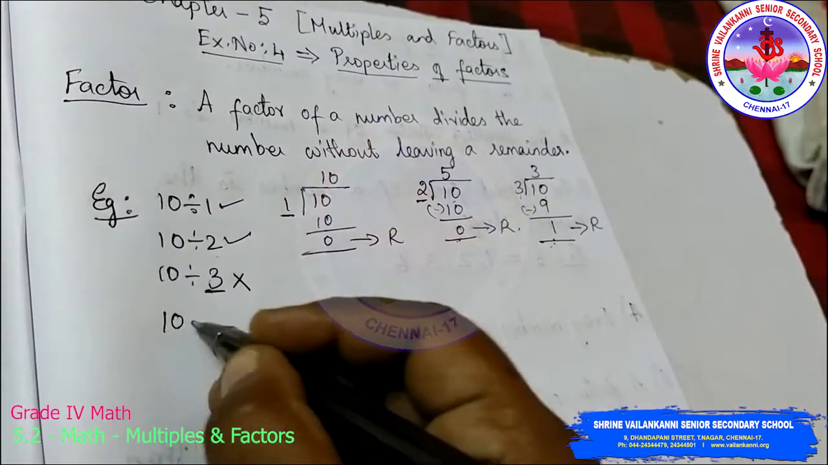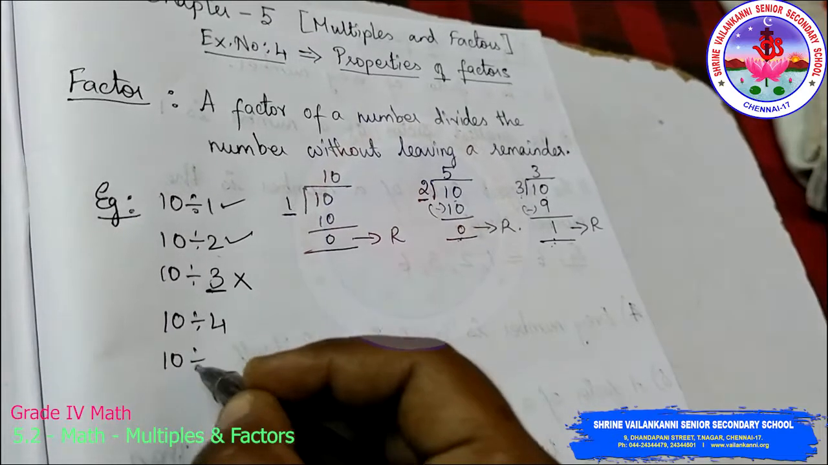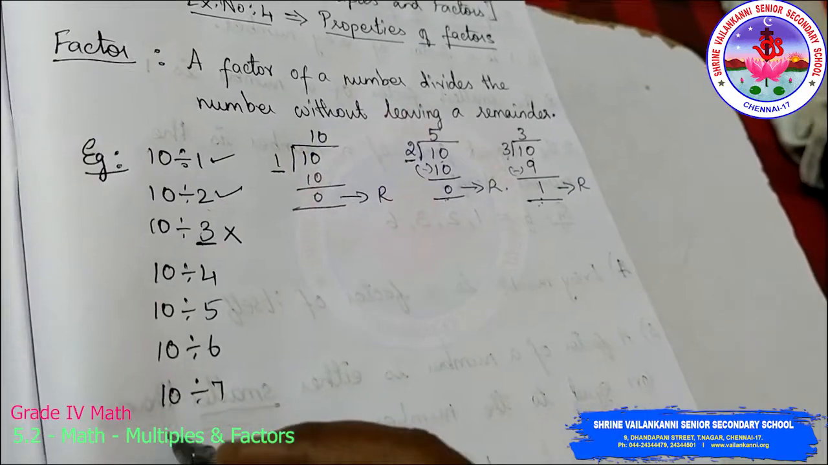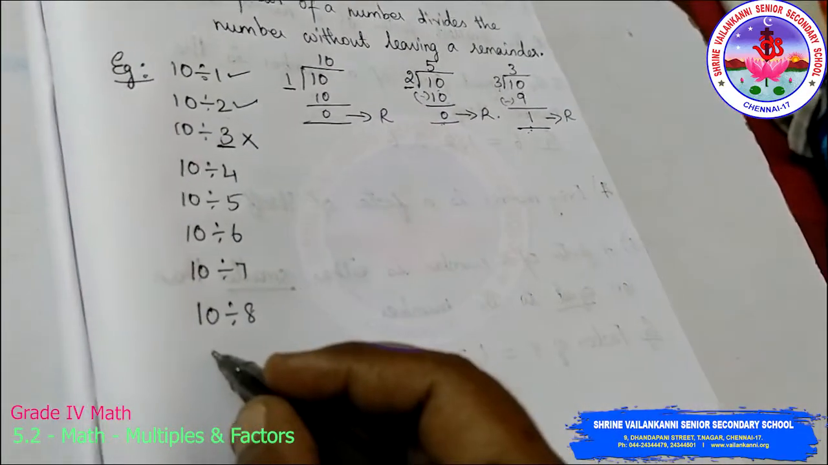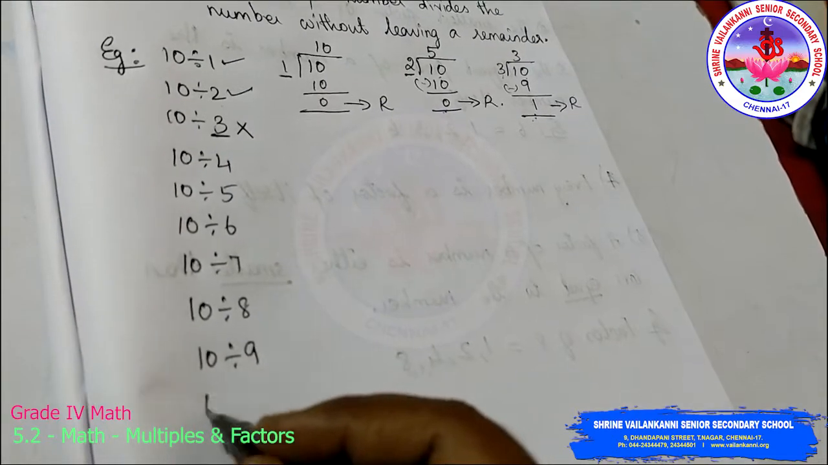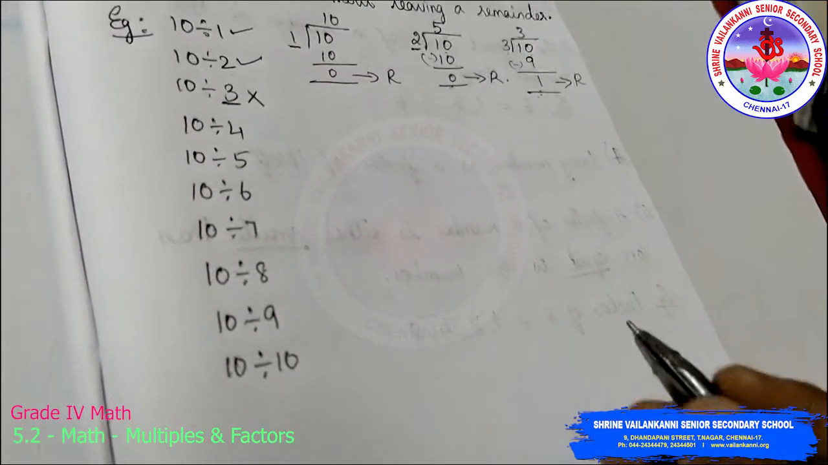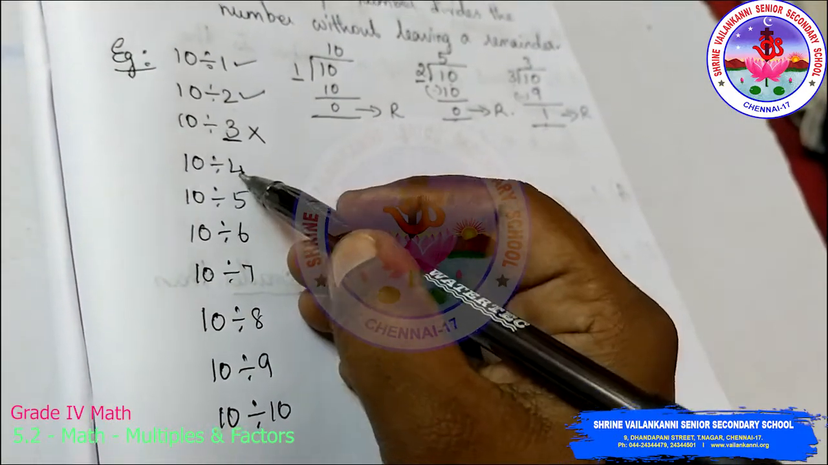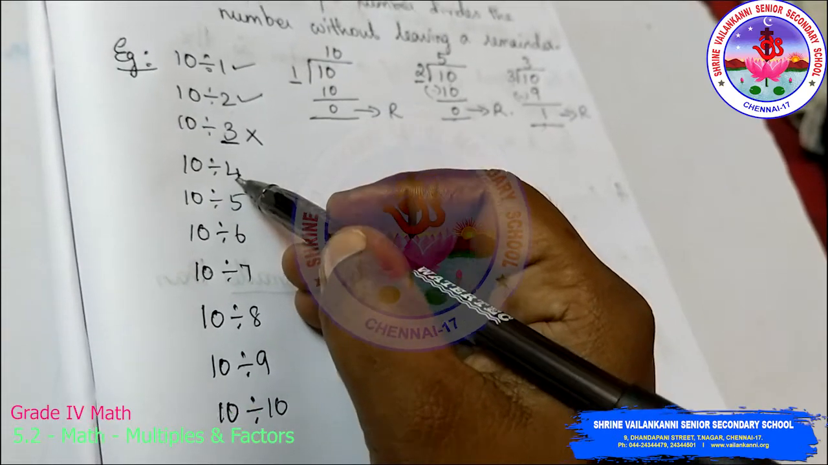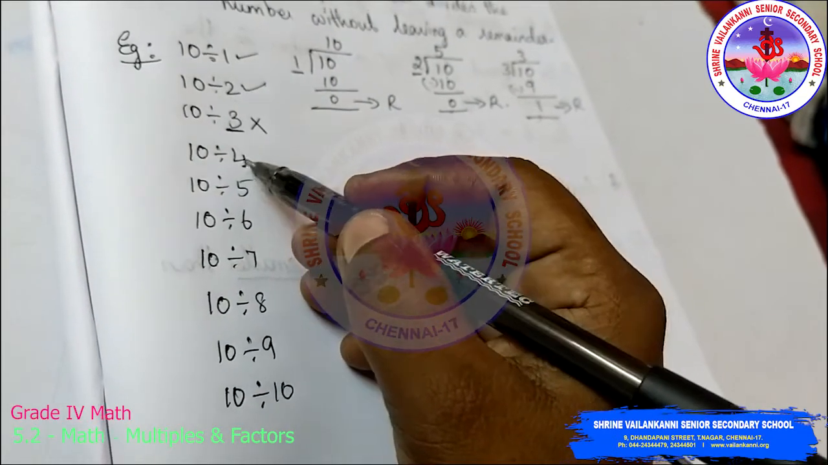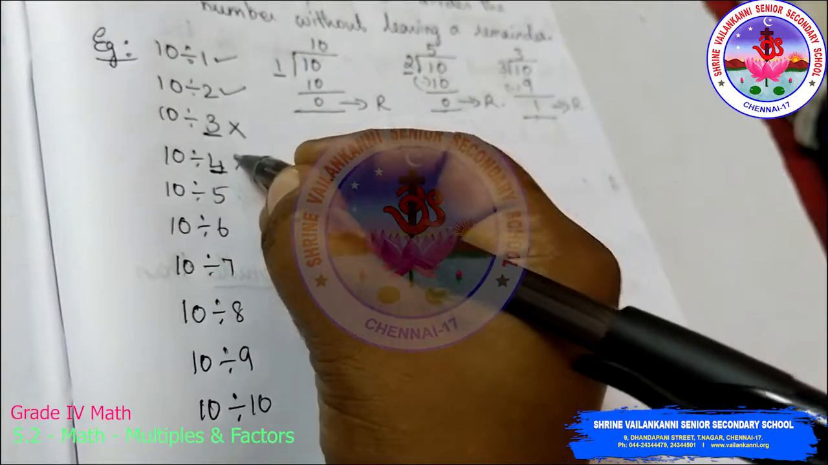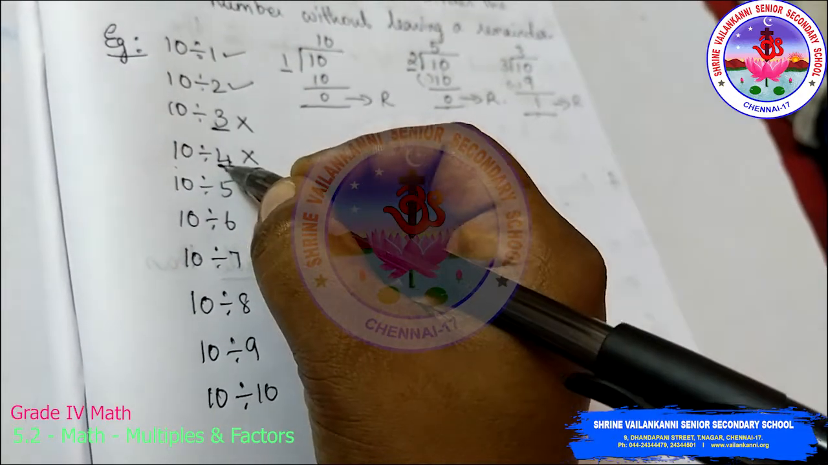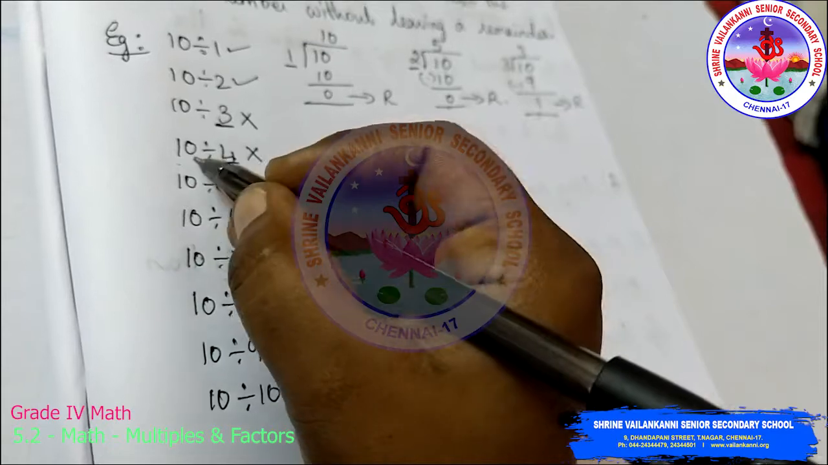Understood? Next you can check with 4, 5, 6, 7, 8, 9, 10. See, if you divide 10 by 4, will you get 10 in the 4 table? No. 4 2s are 8 and 4 3s are 12. So obviously 10 is not divisible by 4. That means 4 is not a factor of 10.